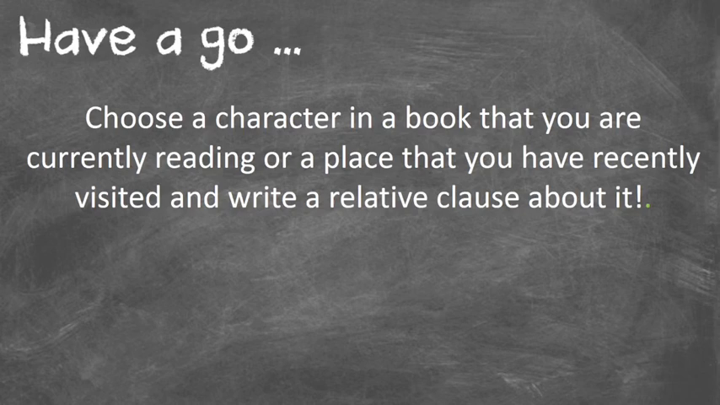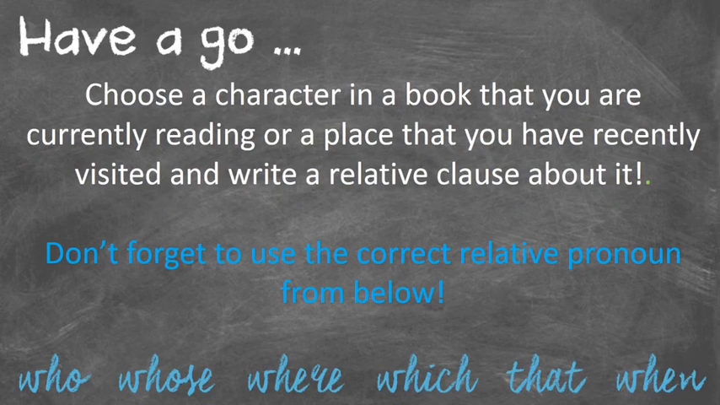Here you can have a go at writing some of your own. So you might want to choose a character or a place in a book that you have read about recently, or it might be a place that you visited, and we would like you to have a go at writing your own relative clause about it. But remember that you have to use the correct relative pronoun from below. So remember, if you're talking about a person, it's who, whom or whose. If you're writing about a place, it's where. If you're writing about when something happened, it is when, so obviously the time that something happened.